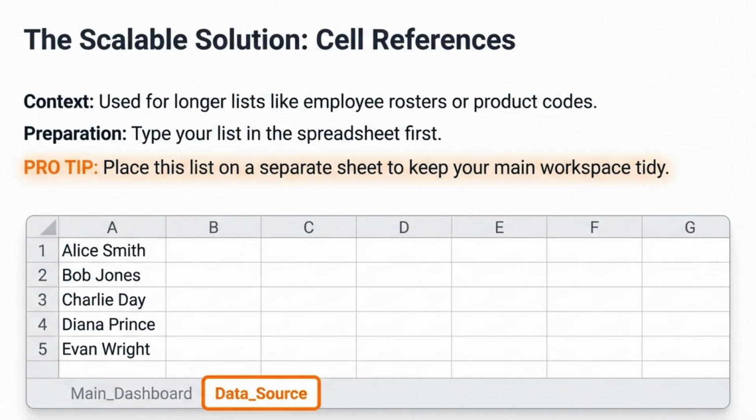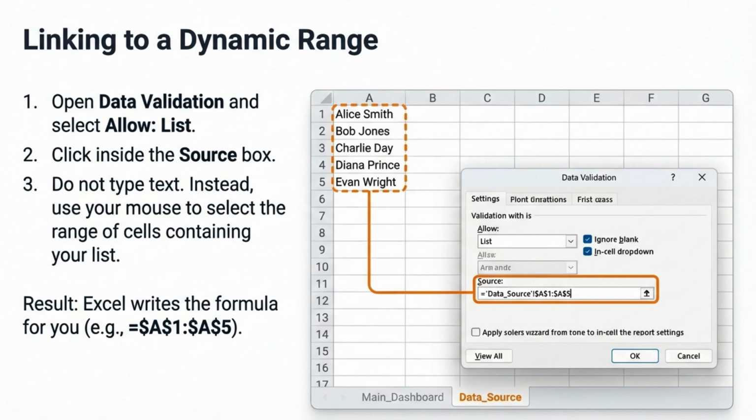First, you need to have your list typed out somewhere in your spreadsheet. I usually like to put this on a separate sheet to keep things tidy, but it can be anywhere. Just like before, select the cell where you want the dropdown. Go to the Data tab and click Data Validation. Change the Allow setting to List.